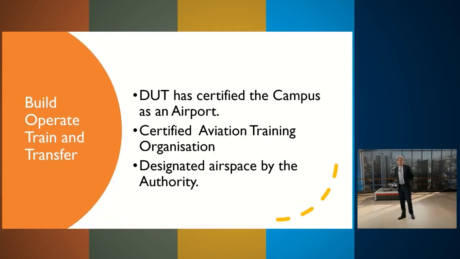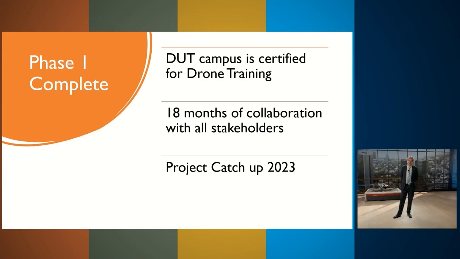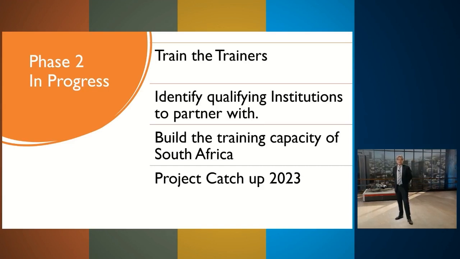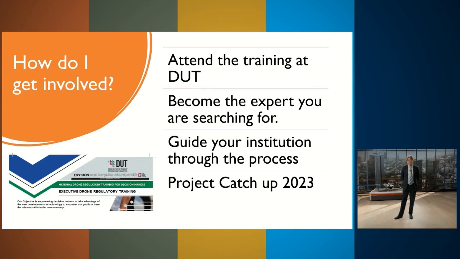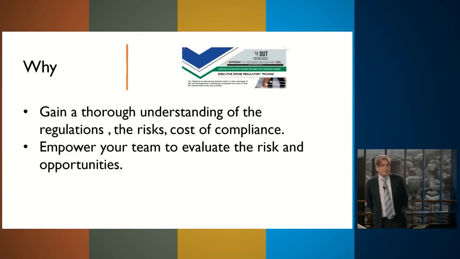We're also working with Nelson Mandela Bay. We've gone through all the accreditations. Phase 1 is complete. The DUT campus is certified. It's after 18 months of collaboration for Project Catch Up 2023. And we're busy in the process of Phase 2, which is the train the trainers, identifying the institutions and building the capacity. So if you feel that your institution has the capacity or the appetite, please get hold of us. Attend the training at DUT, and they'll guide you through the process before you've invested in the hardware and in the process.